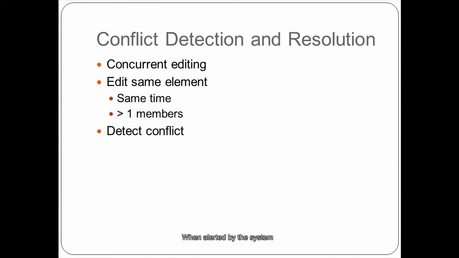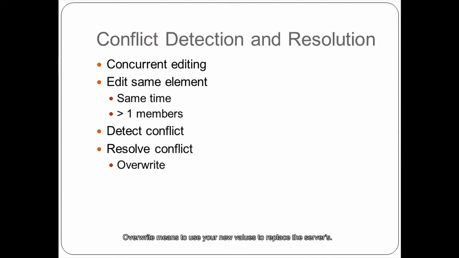When alerted by the system during a commit process, in order to resolve, you can choose to overwrite. Overwrite means to use your new values to replace the server's. Or you can choose to revert. Revert means disregarding your value change and use whatever is on the server.